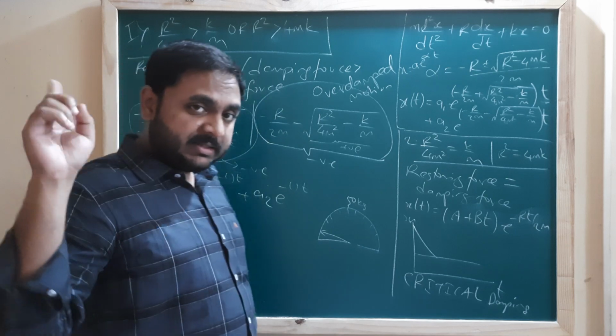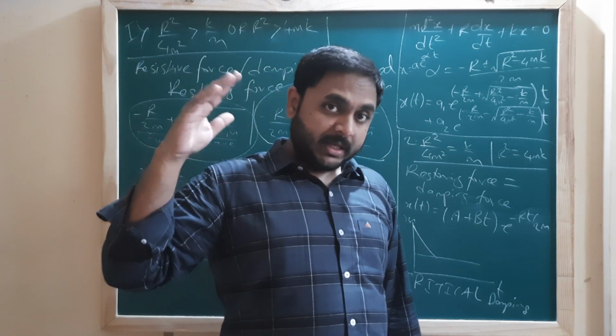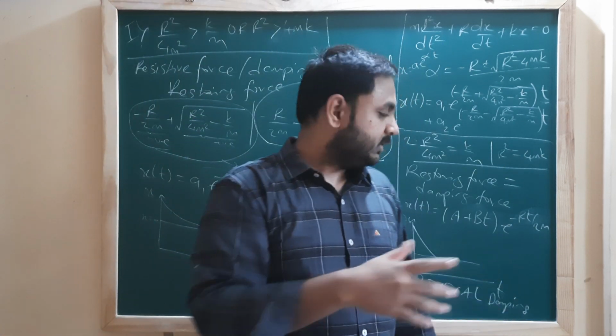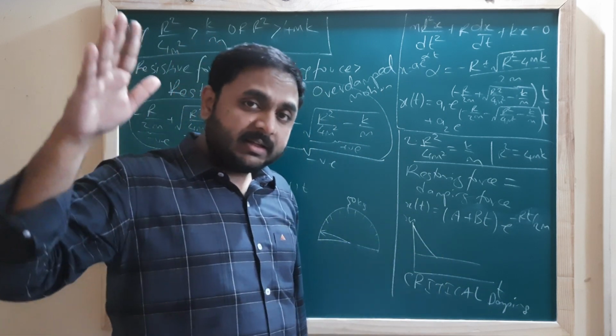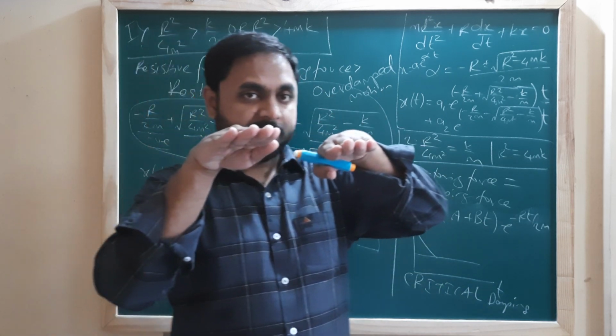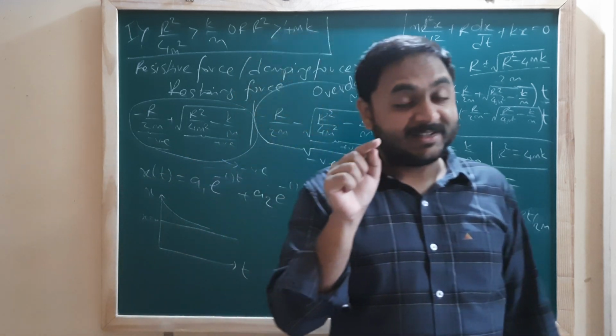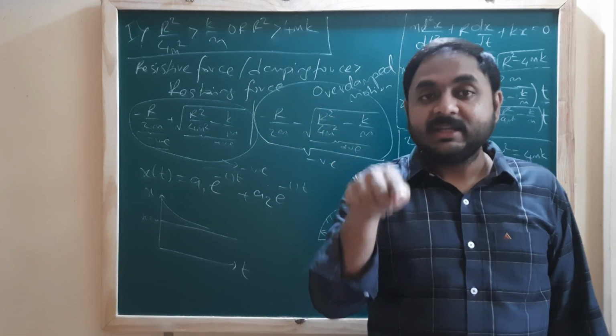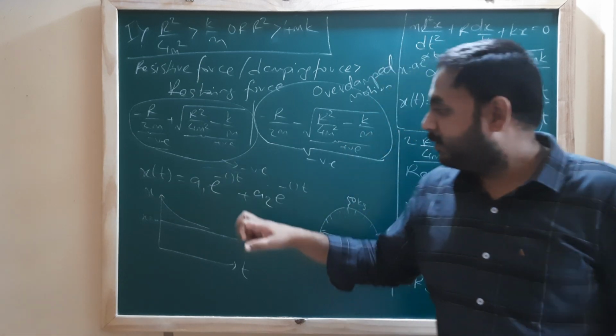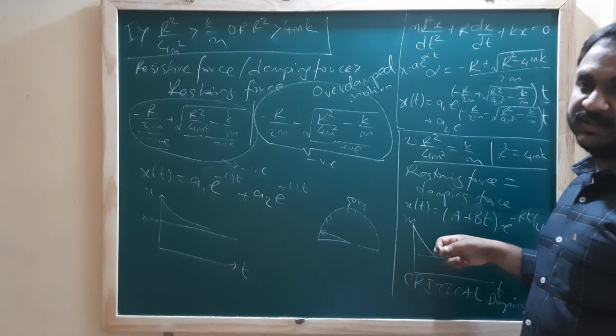So these are two very important things. Overdamping, when the resistive force or the damping force is greater than the restoring force. And second is critical damping, where the resistive force is equal to the restoring force. But in both these cases, there are no oscillations. Oscillations by definition are about a mean position, there should be to and fro motion. No oscillations here, no oscillations here.